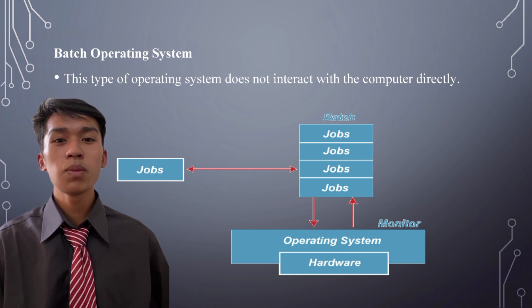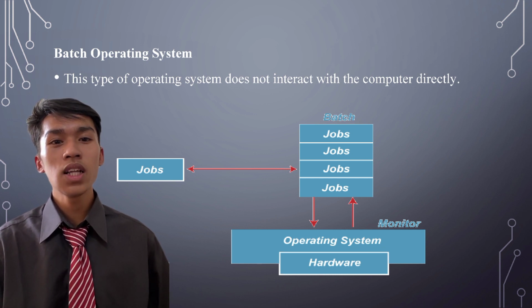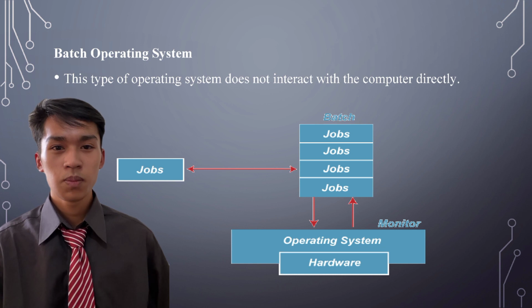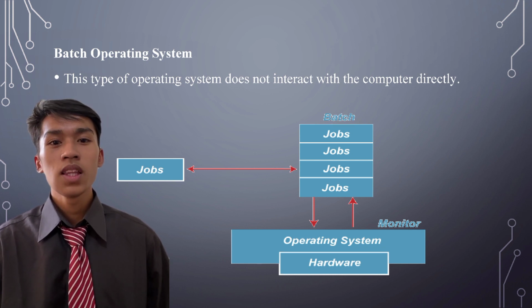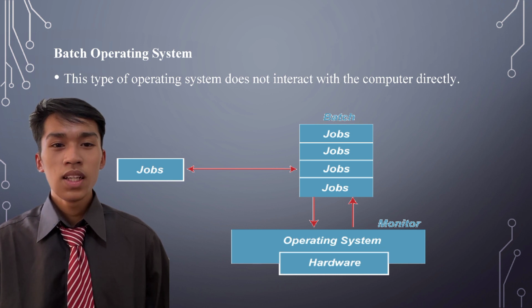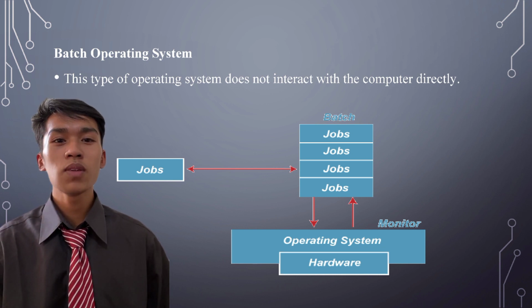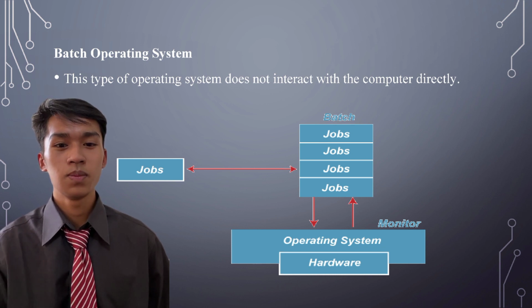The purpose of this operating system was mainly to transfer control from one job to another as soon as the job was complete. It contained a small set of programs called the resident monitor that always resided in one part of the main memory, and the remaining part is used for servicing jobs.